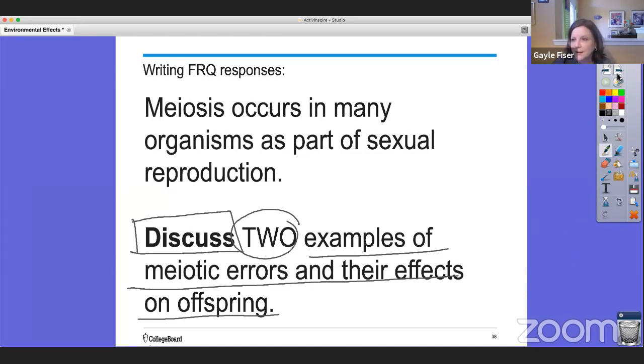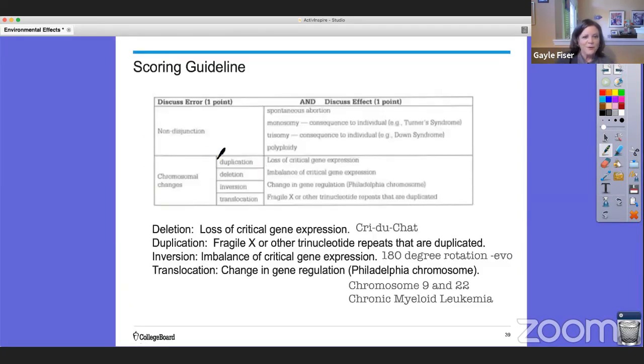Okay. Did you jot something down? All right, so you should have said non-disjunction and then the chromosomal changes. So non-disjunction, spontaneous abortion can actually occur because of this. Monosomy, that means the one that we were talking about, like Turner syndrome. Trisomy, we talked about, was Down syndrome. And anything that's not your normal N number, that's more, is called polyploidy, okay?